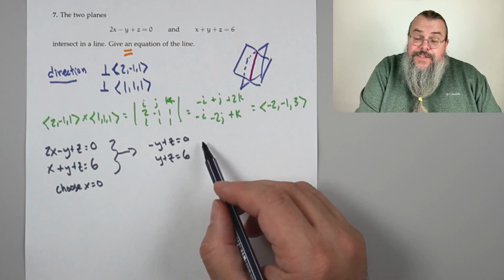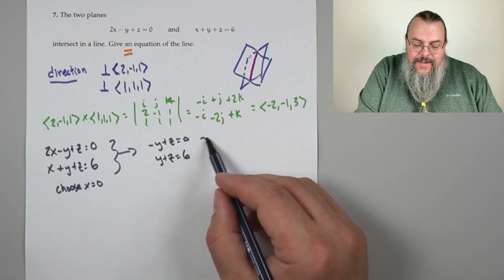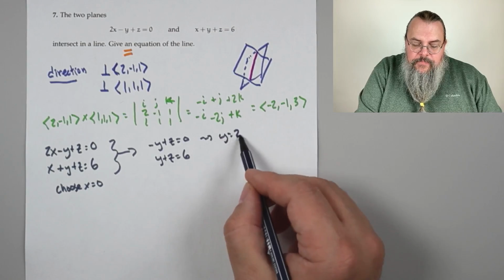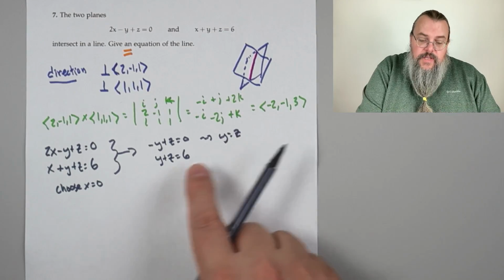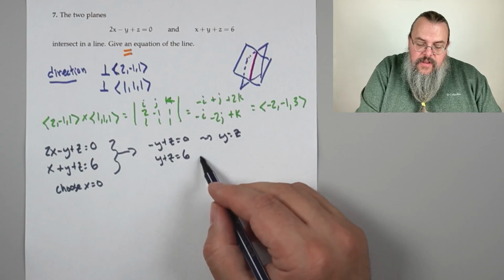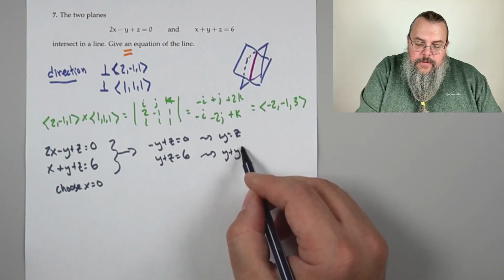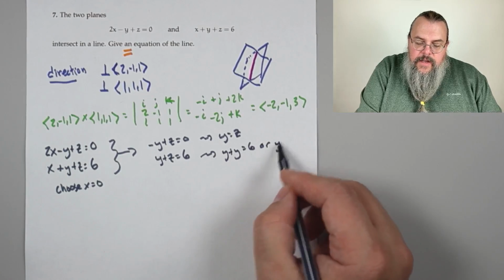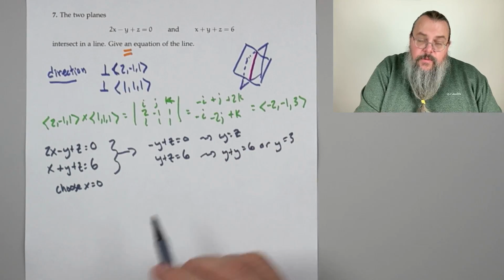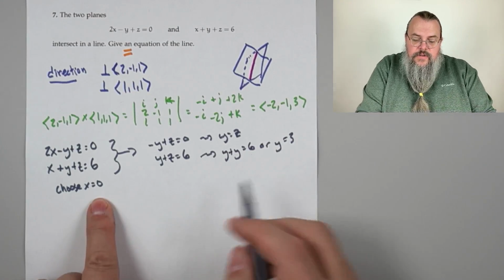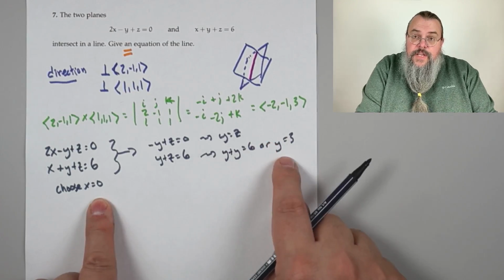Now the first equation becomes really easy. This says that y equals z. And once you know that y equals z and that y plus z equals 6, well, that says y plus y equals 6, or that y has to equal 3. So what's our point? 0, 3, 3.